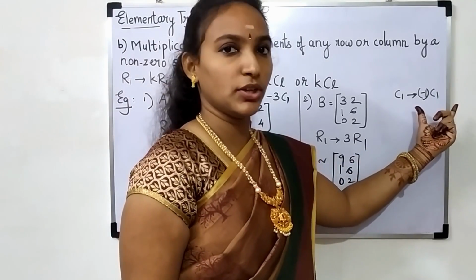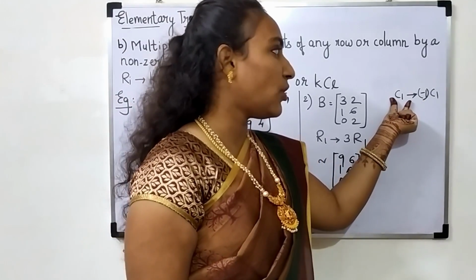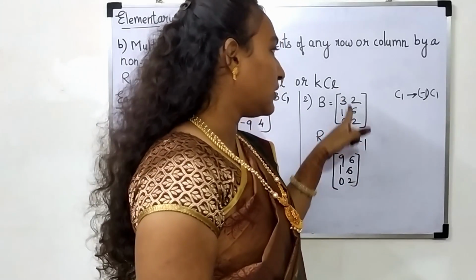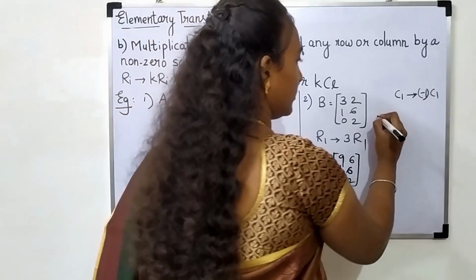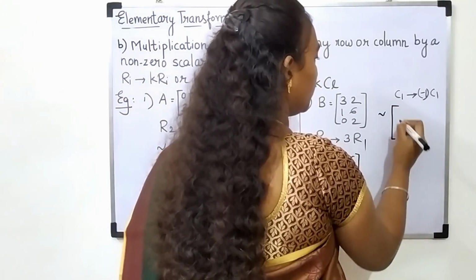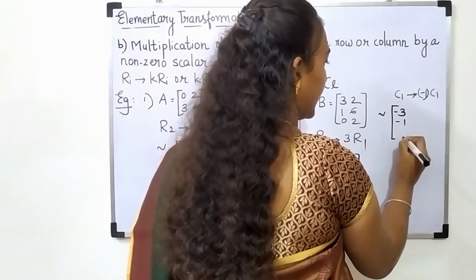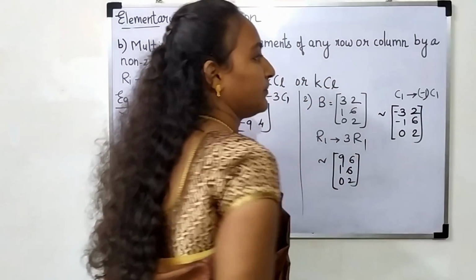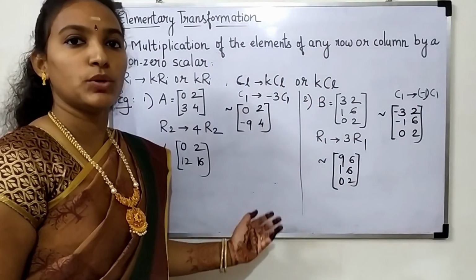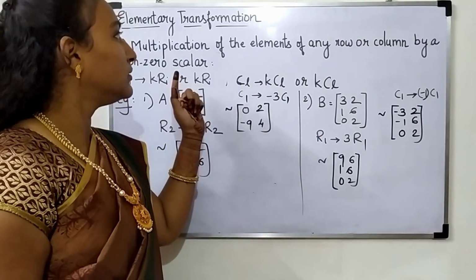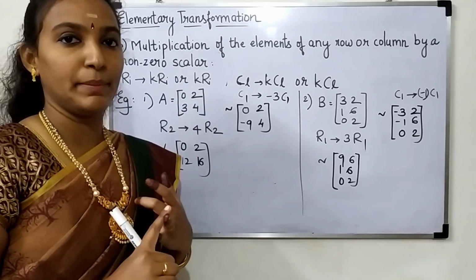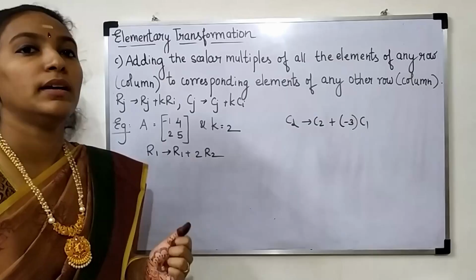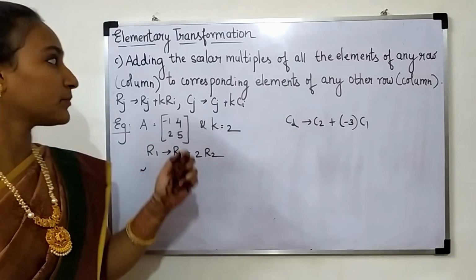Similarly, we can do it for the column. Let us multiply column 1 with -1. Column 2 remains as it is. So this is equivalent to [-3, 2; -1, 6; 0, 2]. This is also quite simple to solve. Interchanging and multiplication, please practice it. Let us now study the third type.